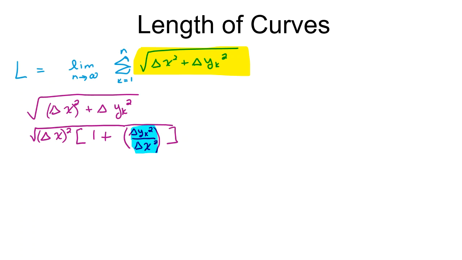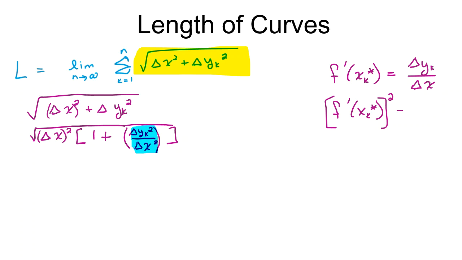Okay, so what we got from the other screen, there's some x sub k star in the interval where the derivative is equal to the change in y over the change in x on that interval. So f prime at x sub k star, quantity squared, would equal delta y sub k squared over delta x squared, which is exactly what we have in our formula. So we're going to make that substitution. And the other thing we're going to do on this next step is, since this is multiplied here, we can take the square root of this delta x and bring it outside. I'll probably put it at the end, but we'll put it here for now. So we'll bring that delta x out of the square root.